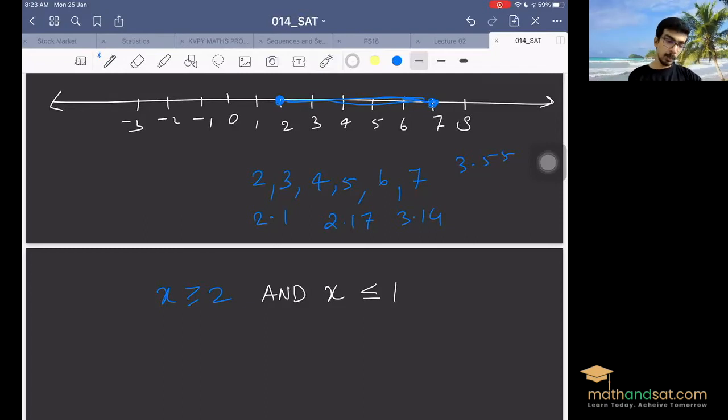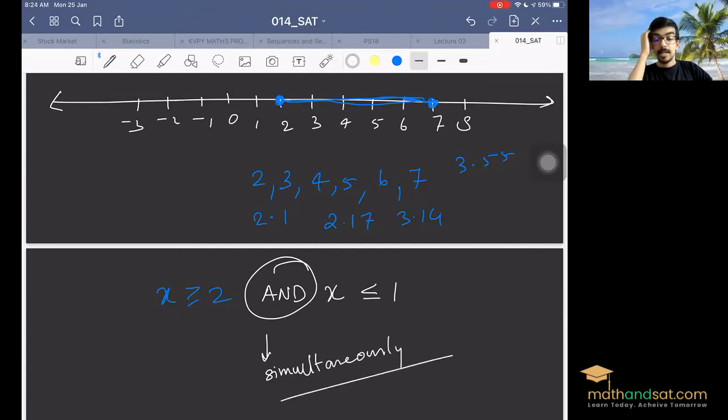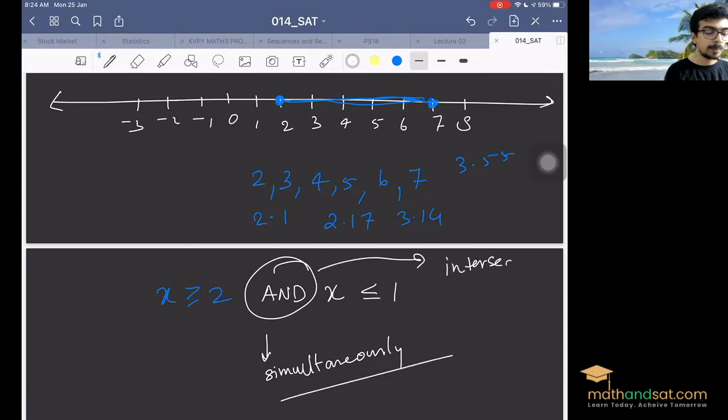X has to be greater than or equal to 2 and x has to be less than or equal to 1 at the same time. AND represents what? At the same time, simultaneous. Simultaneously true. It has to be. Or if you have learned sets, in terms of sets, this represents an intersection, which means you are looking for the common numbers satisfying both inequalities. First inequality is x greater than or equal to 2. Second inequality is x less than or equal to 1.